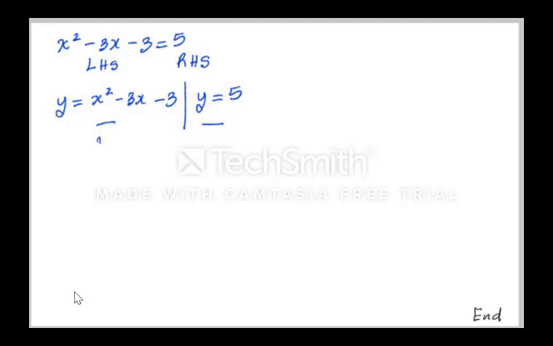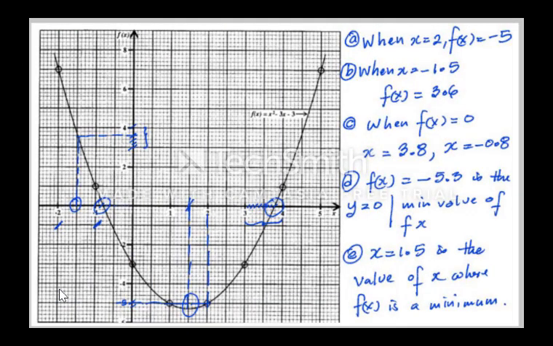All right, so this one has already been drawn. y is equal to x squared minus 3x minus 3. It was drawn for us by the examiner. The one that has not been drawn is y is equal to 5. All right, so let's get back to our graph and draw the line y is equal to 5. First of all, y lines are horizontal lines. So this is 4 here. We have 4 here and 6 here. So between 4 and 6, in the middle, is 5.